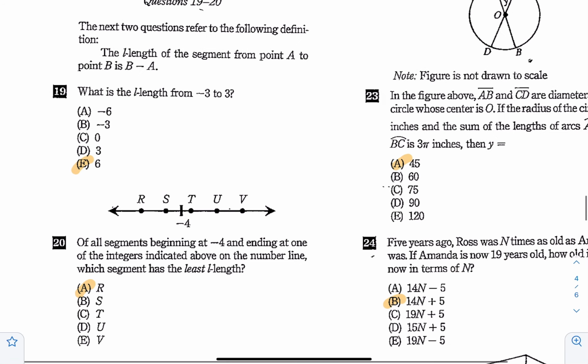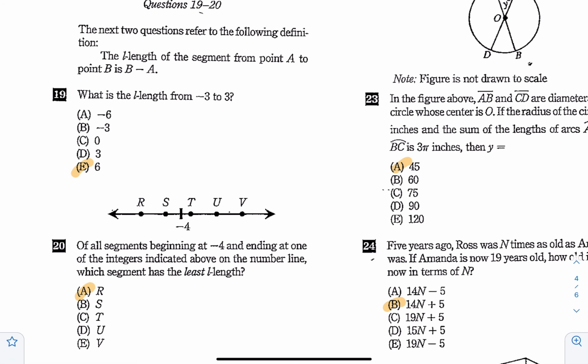All right, 19 and 20 refer to the following definition. The L length of a segment from point A to point B is B minus A. So what's the L length from -3 to +3? So this is from point A to B. What you want to do is use the formula B minus A. That tells you to do 3 minus -3, or 3 plus 3, which is 6. Choice E.